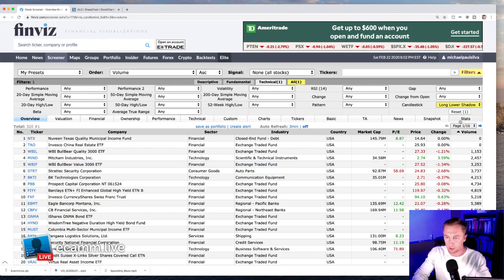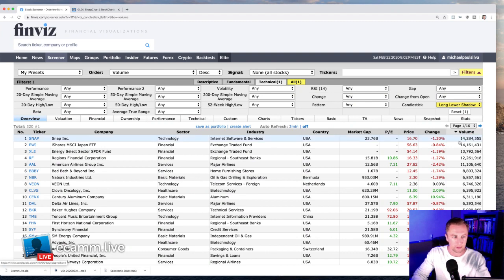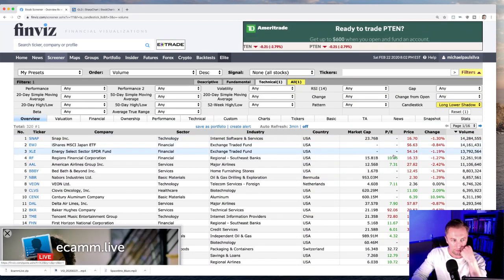Okay, but I'm going to go ahead and look at lower shadow. I'm going to double click volume. I want to look for pretty liquid stocks. So let's see what I can find.